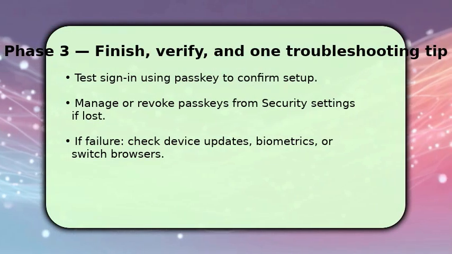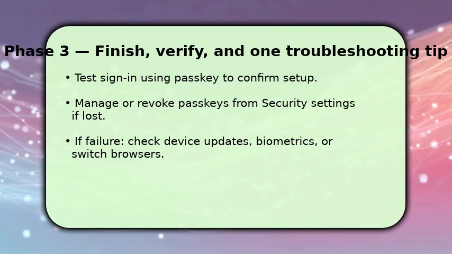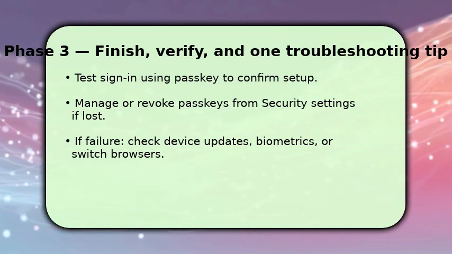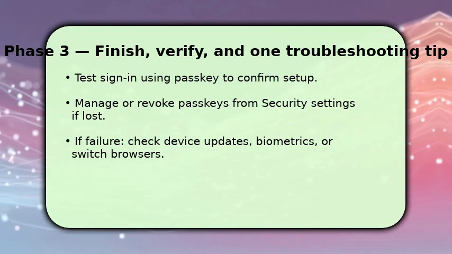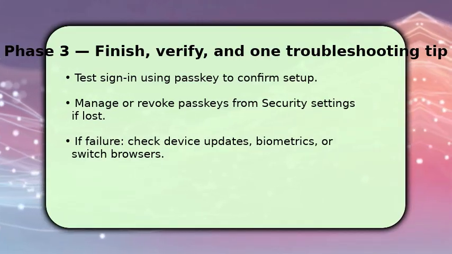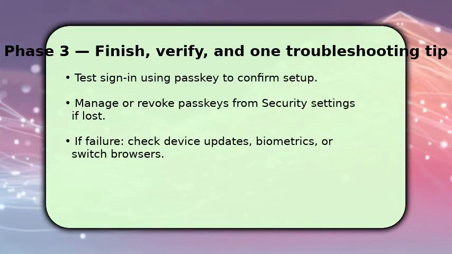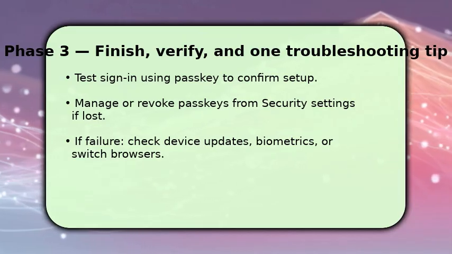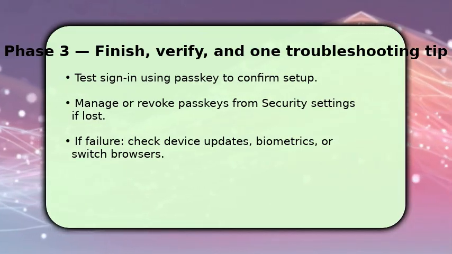To finish, sign out and attempt sign-in using the new passkey. Choose Passkey at login and approve the device prompt. This confirms the public key is recognized and that you can authenticate without a password. If you change devices later, add a new passkey on that device and revoke old ones under security.